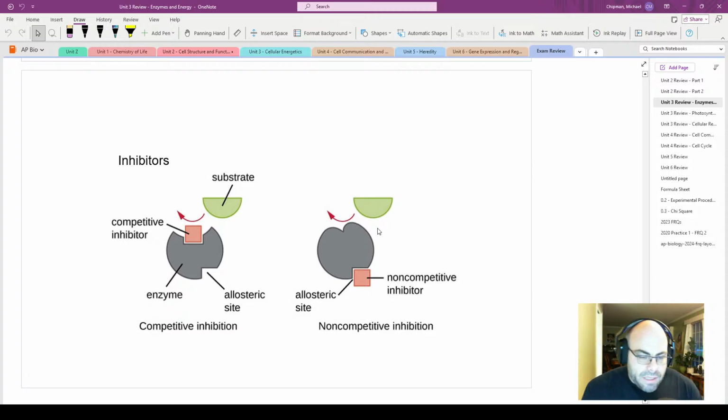And so my enzyme has a particular shape. That enzyme shape determines its function, right? And the substrate in this particular case is perfectly shaped for the enzyme, and it's this lime wedge shape here. But here we have this competitive inhibitor. Why is it called a competitive inhibitor? Because it's competing directly in the active site of the enzyme. And this competitive inhibitor may also be a protein.